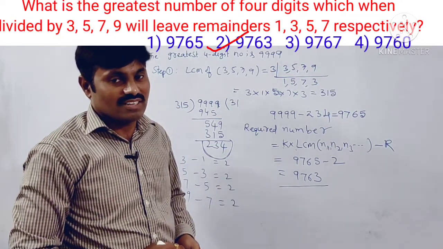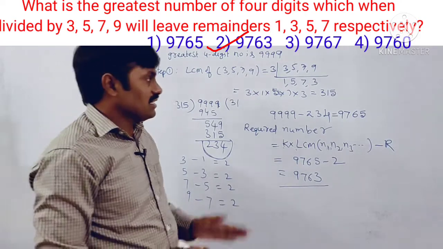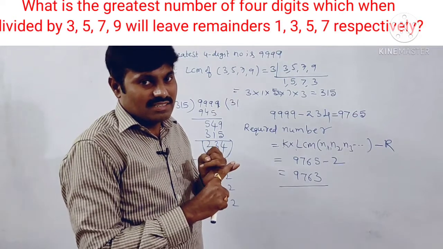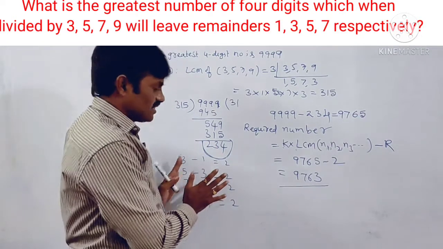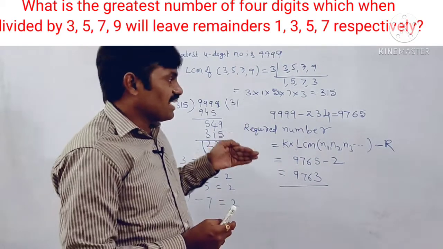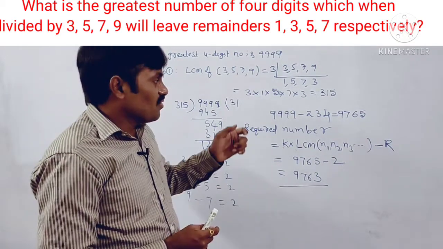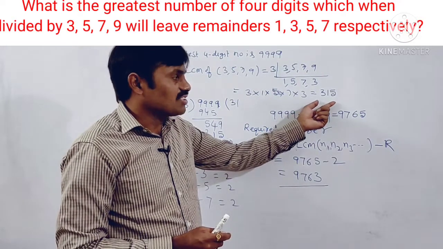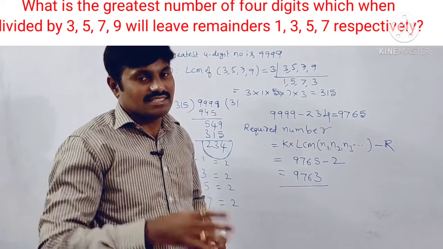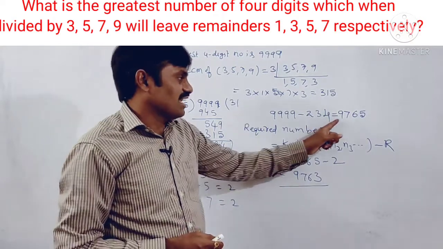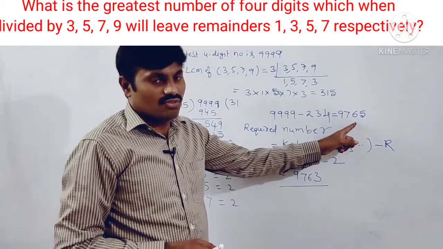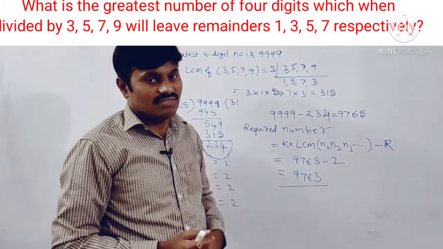So 9763. I repeat, in step 1, we have to find the LCM of the divisors and keep it ready with the common difference. Next, after finding the LCM of the divisors, we have to find the largest multiple of 315 which consists of 4 digits. That is 9765. This is the procedure to find the largest 4-digit number which is divisible by 315.